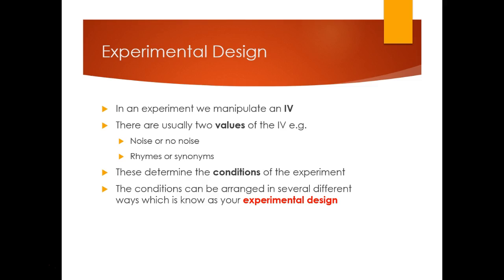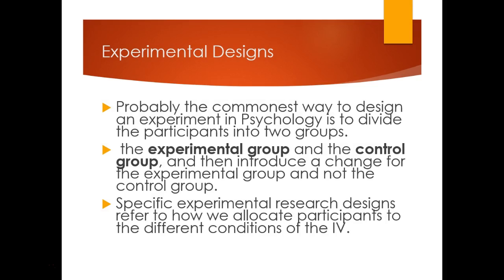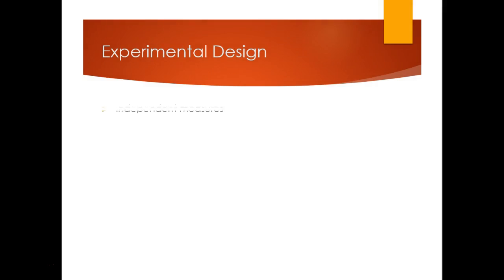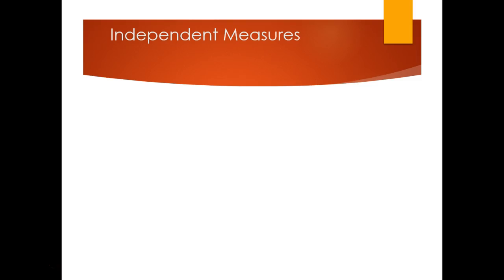The one that we are manipulating and changing is often known as the experimental condition, and the other one is the control. And there are different ways in which we can set up our participants in these conditions, and this is known as our experimental design. So first, there are three of them: independent measures, repeated measures and matched pairs. And we're going to be looking at independent measures first.